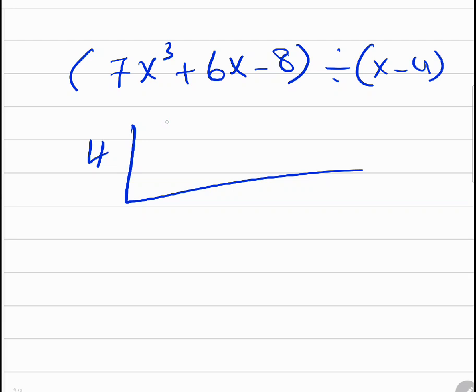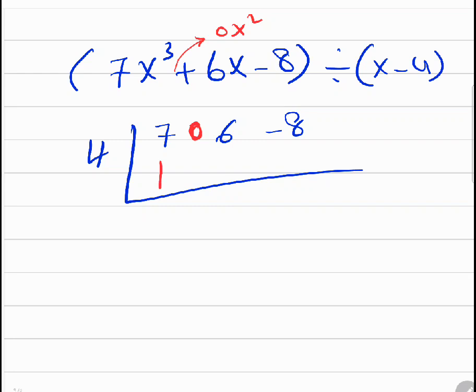Now if you put 7, 6, and negative 8, you won't get the answer right. When you write the polynomial function, you need to be aware of 0x squared. So you need to write this in descending order. The 0 is very important. So it's going to be 7, 0, 6, negative 8. So if you forget this 0, your answer will be different than what it should be. So let's bring down the 7.